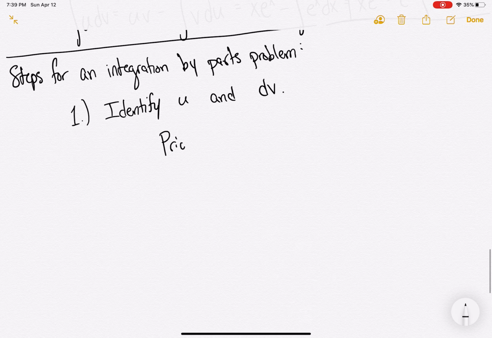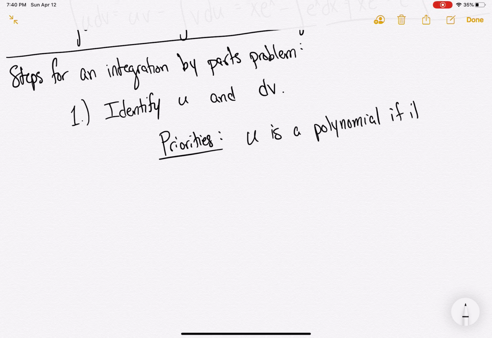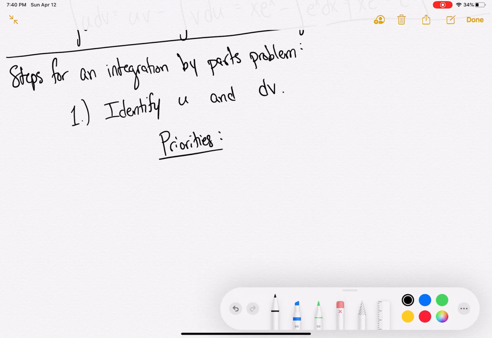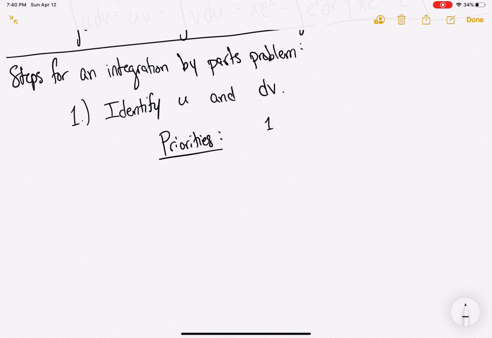Now, just like with u substitution, we have a priorities list for this. Priorities. So the priorities here is that u is a polynomial if it exists. I'll put the priorities in order again then, the way we like to do it. So I'll just have two sets of numbers, it's fine. Priorities, 1, polynomial for u.